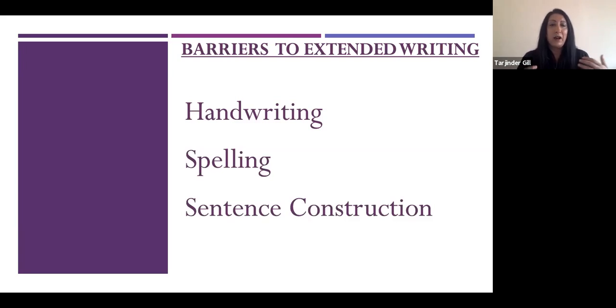And these three things are consistent barriers. And if they haven't achieved a certain amount of automaticity or fluency within these, then they will continue to struggle.